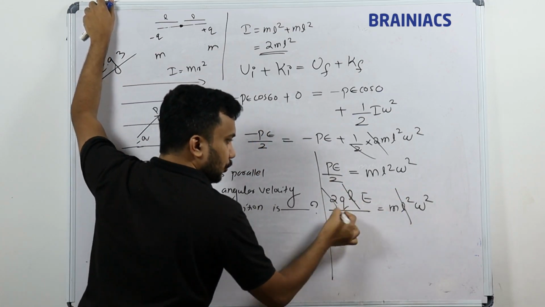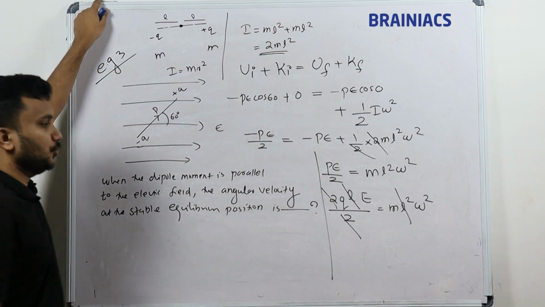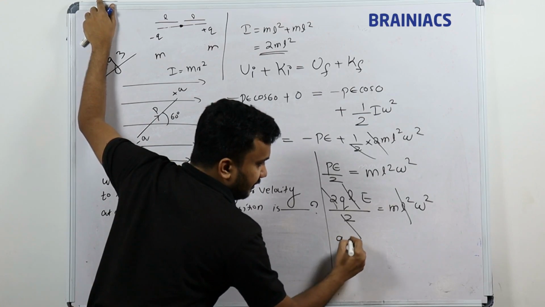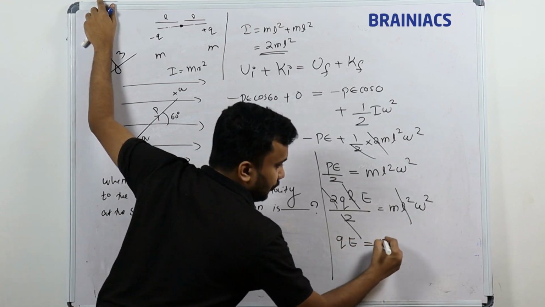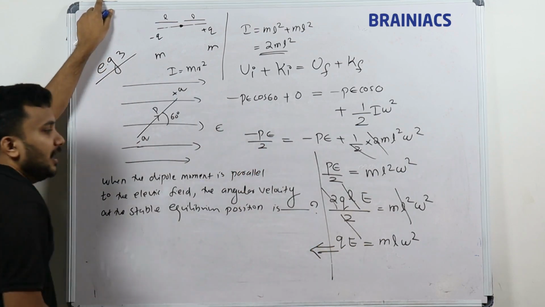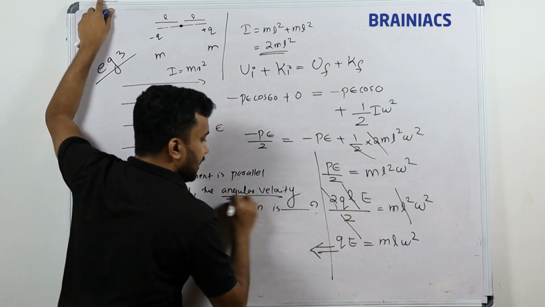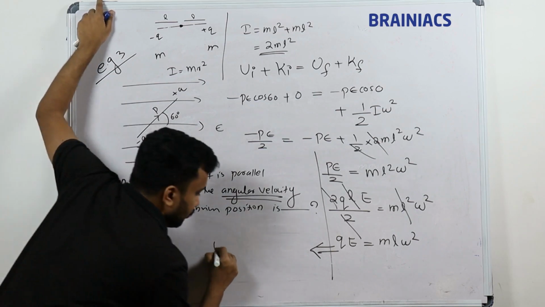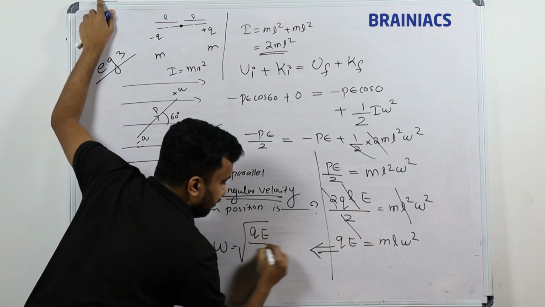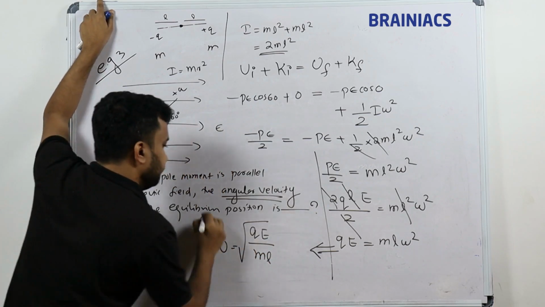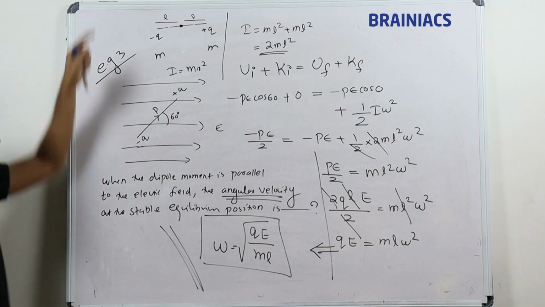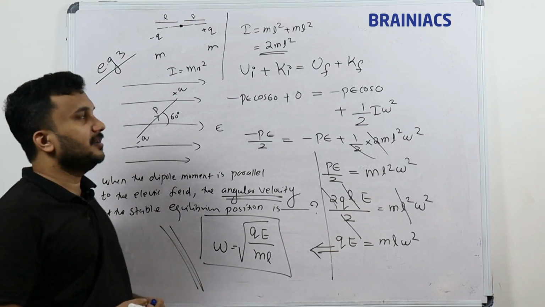L cancels, 2 gets cancelled. So the balance I am writing here. So what will we get? Q and E will be there, which is equal to ml omega square. Balance we are writing. We are going to find out the angular velocity. Our question is angular velocity, which means omega is equal to root of QE divided by ml. This is the answer for the question. Root of QE divided by ml.